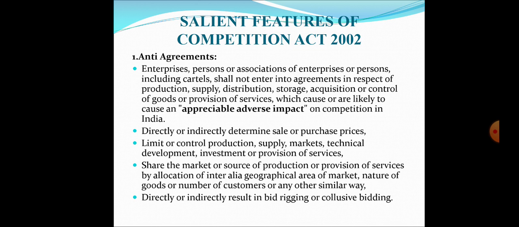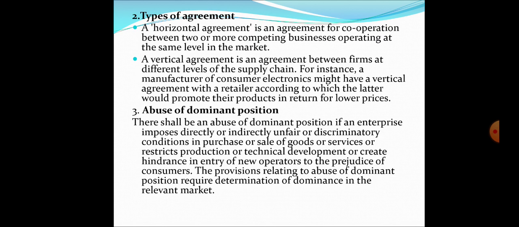Directly or indirectly determine sale or purchase prices, then limit or control production, supply, markets, technical developments, investment or provision of services, then share the market or source of production or provision of services by allocation of, inter alia, geographical area of market, nature of goods or number of customers or any other similar way, or directly or indirectly result in bid rigging or collusive bidding.